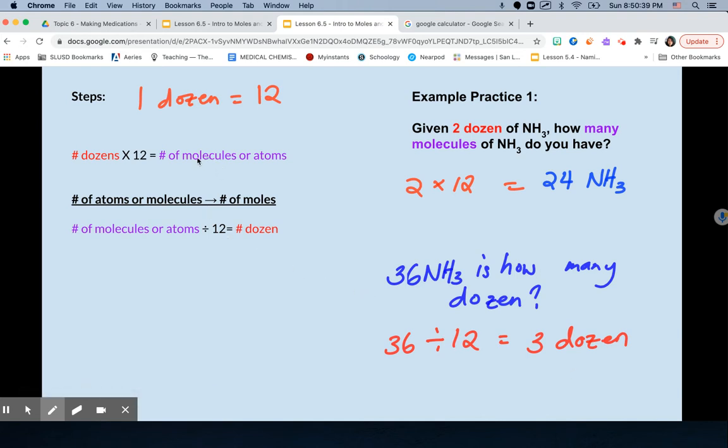right? So if I'm figuring out from dozens of things to the number amount of each thing I have, I'm going to multiply by 12. And if I have the number of something and I want to figure out how many dozens they are, I'm going to divide by 12, right? So mathematically, this is what I'm doing for the number dozen. And this is pretty much what we're doing for moles. We're either multiplying or dividing.